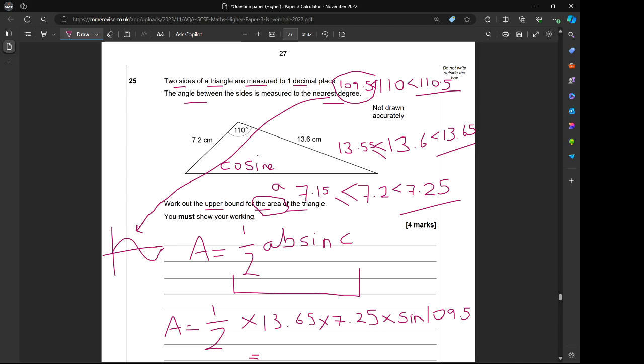Does that make sense, guys? Or are we happy with that? The reason why we use the lower bound for the angle is because the graph peaks off here, so obviously it starts to dip here. So we want the smallest possible value for sine.